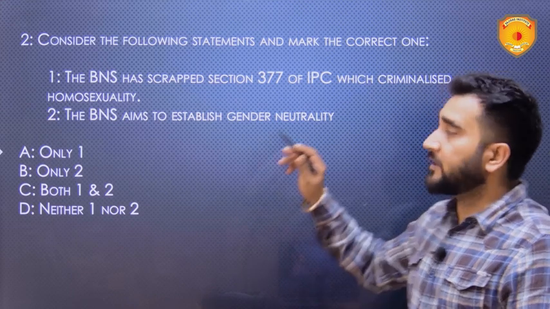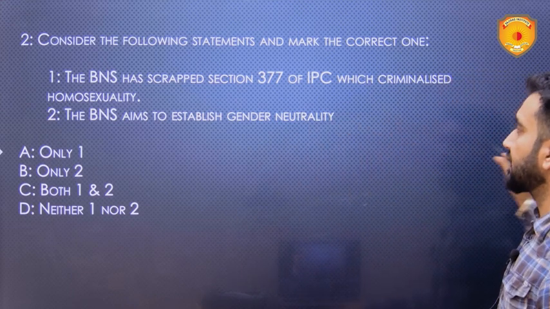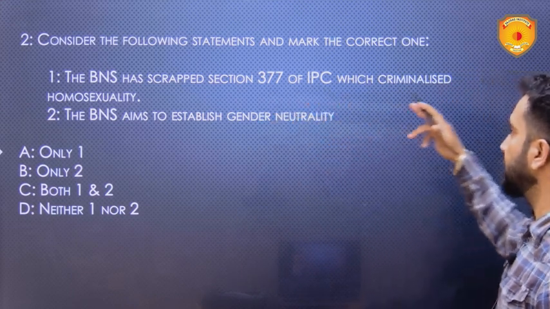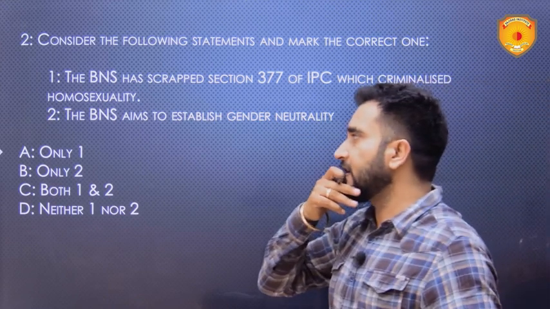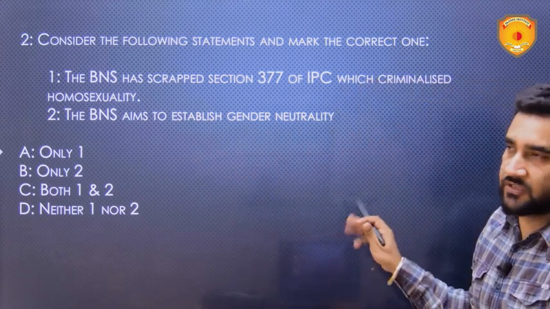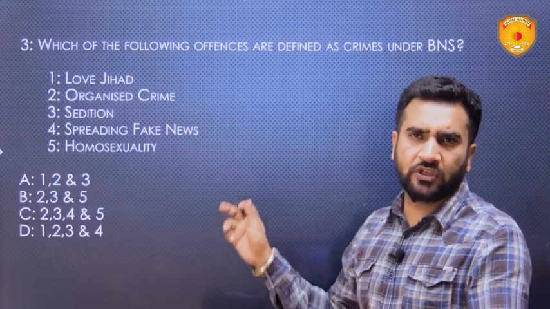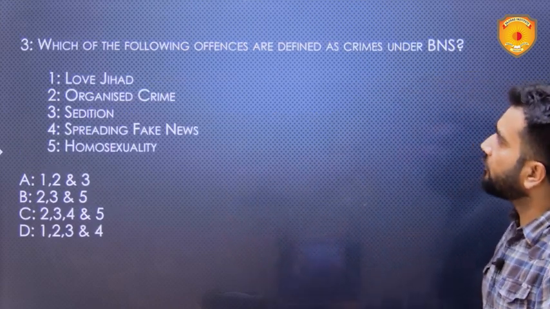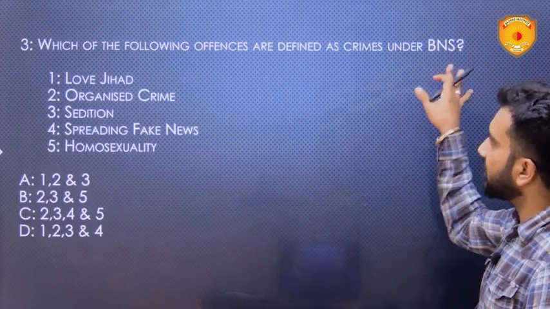Consider the following statements and mark the correct one. BNS has scrapped section 377 of IPC, which criminalized homosexuality. BNS aims to establish gender neutrality. Which among these statements is correct? Comparatively an easier question. The third is, which of the following offences are defined as crimes under BNS?